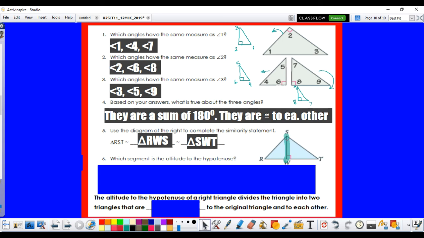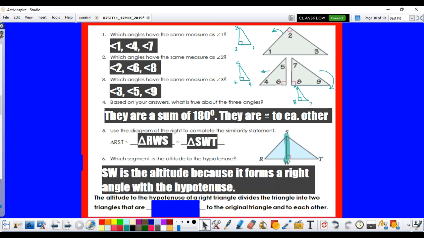So that segment becomes the altitude of that triangle because it forms the right angle with the base, or in this case, the hypotenuse of the largest triangle, which is side RT. So the altitude to the hypotenuse of a right triangle divides that triangle into two triangles that are similar to the original triangle and to each other.